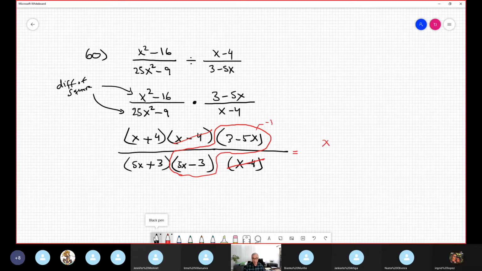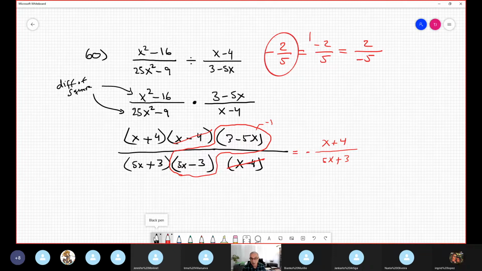So x plus 4, okay, stay here, divided by 5x plus 3. I copy that, and -1, I put it in front. Remember, when you have a fraction, suppose -2 over 5, it's equivalent to saying -2 over 5, or positive 2 over -5. Either way, you can write it this way, it's equivalent to this way.